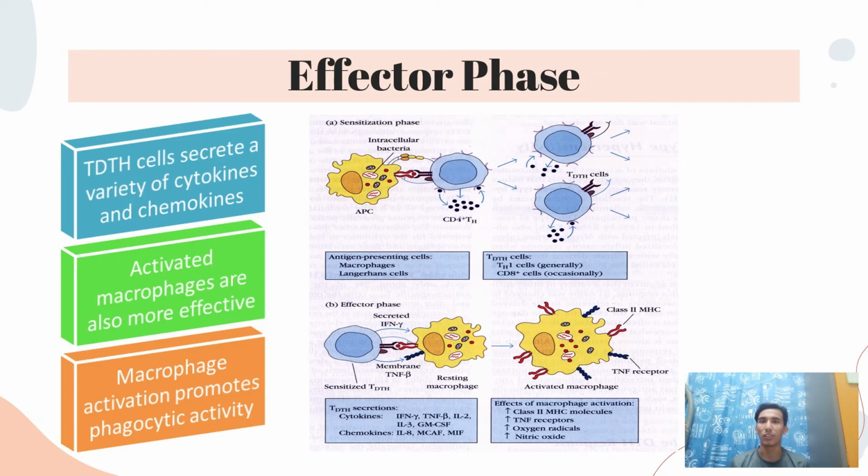Now we go to the effector phase. It occurs upon the subsequent exposure to the antigen. What happens during this phase? The TDTH cell secretes a variety of cytokines and chemokines which recruit and activate macrophages. Macrophage activation promotes phagocytic activity and increases the concentration of lytic enzymes for more effective killing. Activated macrophages are also more effective in presenting antigen and function as the primary effector cells.